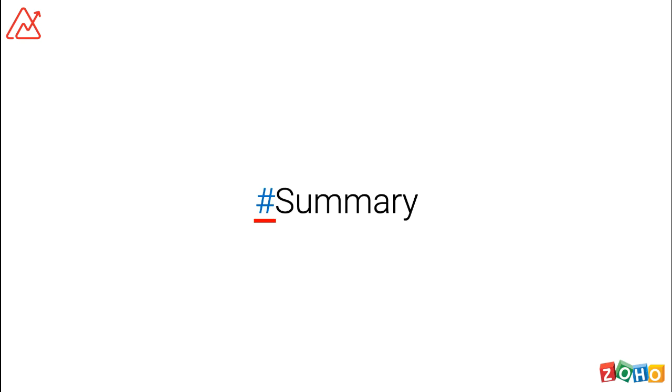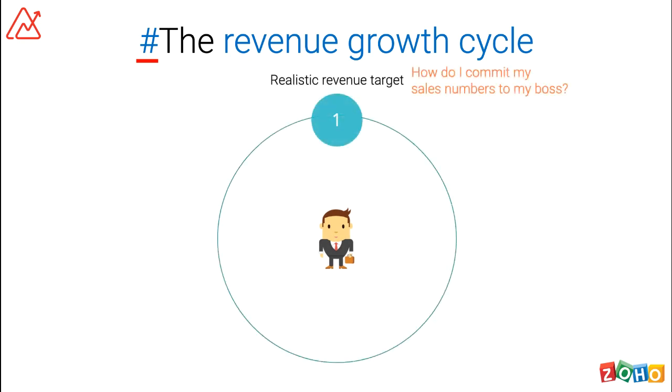So I'm going to quickly summarize this webinar for you. So we got introduced to the revenue growth cycle, and stage 1 on the revenue growth cycle was all about setting some realistic revenue targets. So one of the most popular questions is, how do I commit my sales numbers to my boss? And we saw how we could forecast the sales figures and use them as guideline values for helping you set some realistic sales targets.